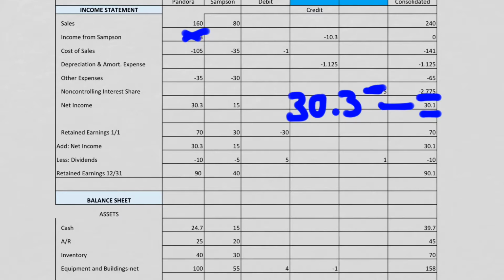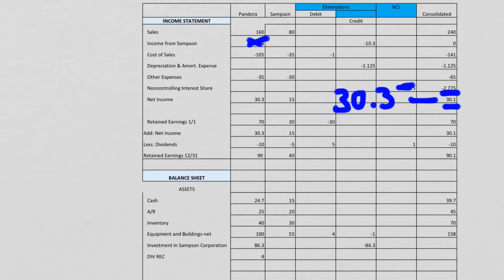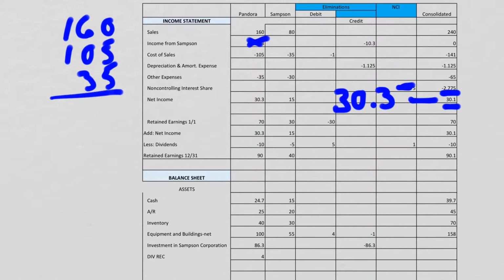Let's prove that. Let me prove it to myself first, and then I'll say it. Well, let me show you what I'm doing while I'm doing it. Okay. Here's what I'm going to do. I'm going to figure out what's the income from the parent. So they got 160 minus their cost of goods sold, 105, minus other expenses, 35, and what does that get you? So do the math.